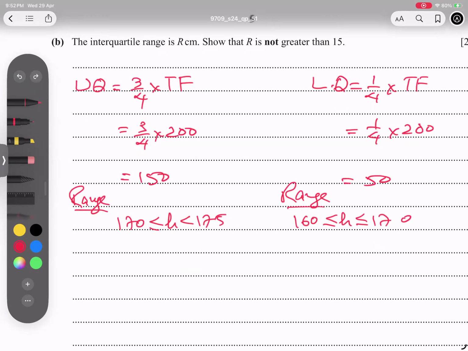So for the highest value, if I check the difference between the highest, okay? The highest difference is coming from here because this is a 0. Even this is a 5 only, and this difference is 10 only, but the highest difference is coming here. So the range is 175 minus 160, and I'm getting 15. So proved. He was asking to show that it is not greater than 15. I hope the concept of the question is very clear.